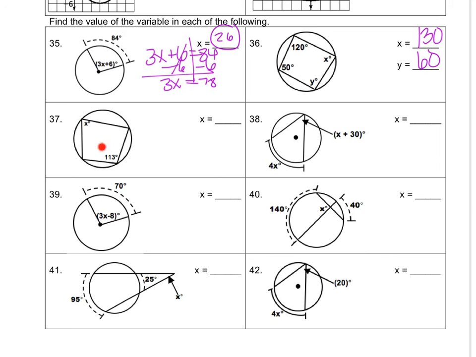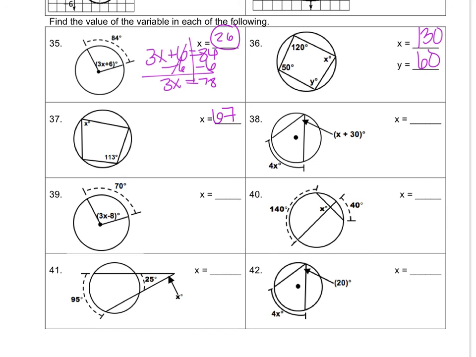37, same thing. You have a quadrilateral. A quadrilateral is a four-sided figure. Since it has four sides, opposite angles are supplementary. Supplementary means it equals 180. So do 180 minus 113 to find that missing angle, and you're going to get 67.